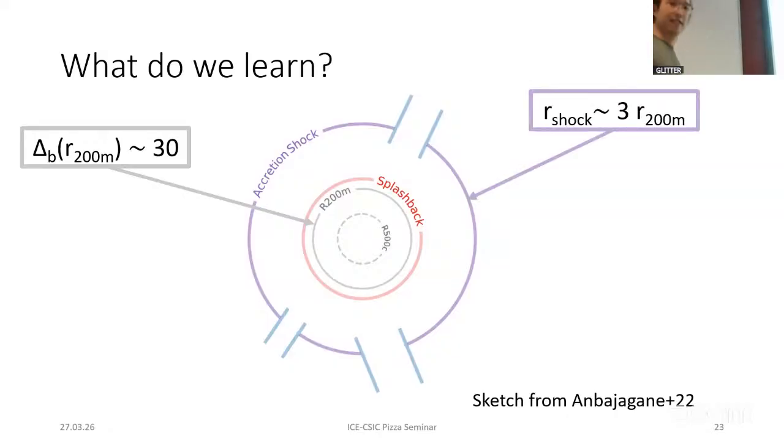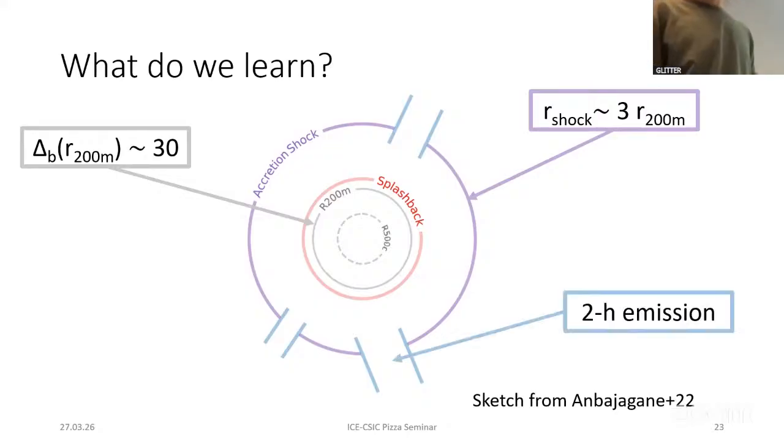Then at R-shock, our estimation is about 3 times R2M. And the two halo emission we see from the X-ray comes from the cosmic filament. The connection between the cosmic filament and the halo atmosphere could be happening not at a very inner radius, but at R2M, so it's way inner than the shock radius. So cosmic filaments are structures penetrating the outer boundary of the hot gas.